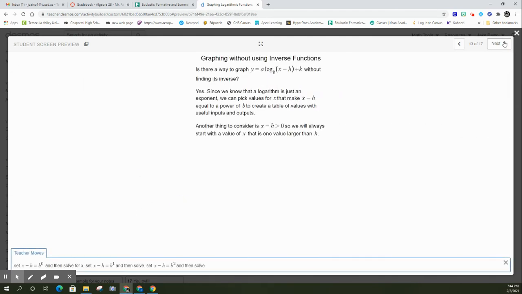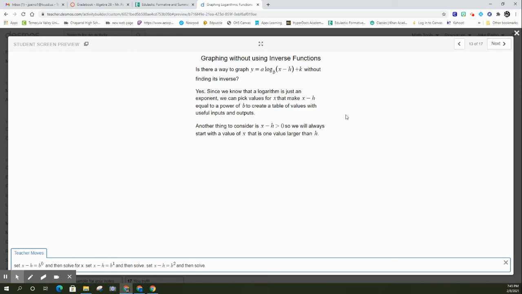Now that we know how to graph using inverse functions, can we graph without using them? Is there a way to graph a log function, a times log base b of x minus h plus k, without finding its inverse? The answer is yes. Since we know that a logarithm is just an exponent, we can pick values of x that make x minus h equal to a power of b, to create the table of values.